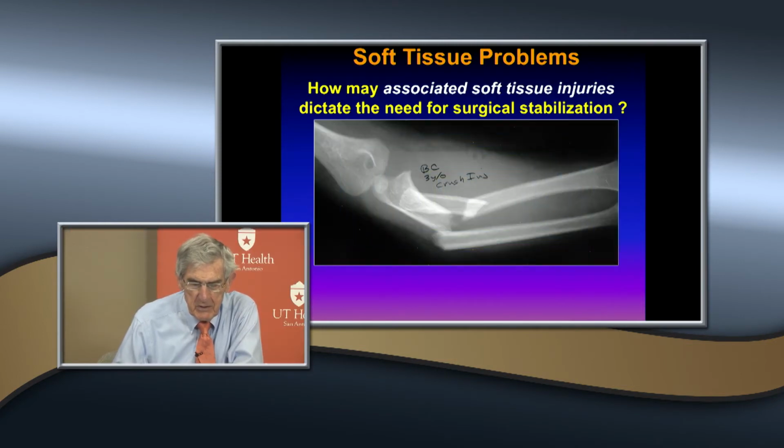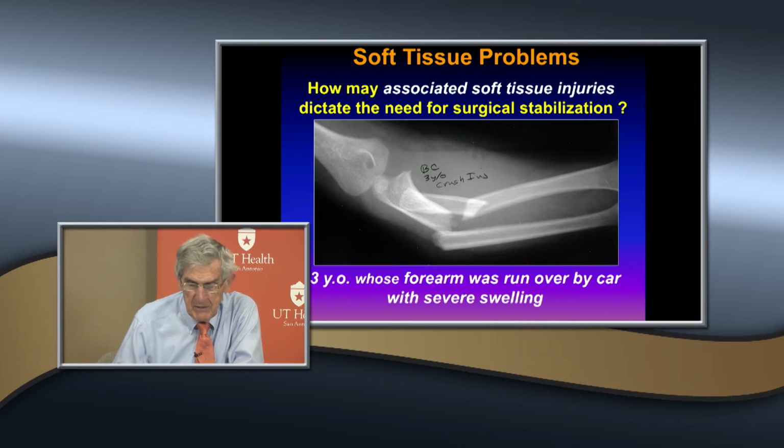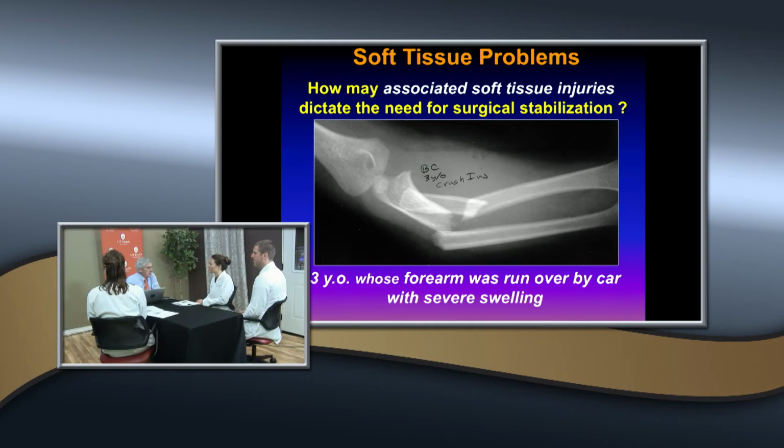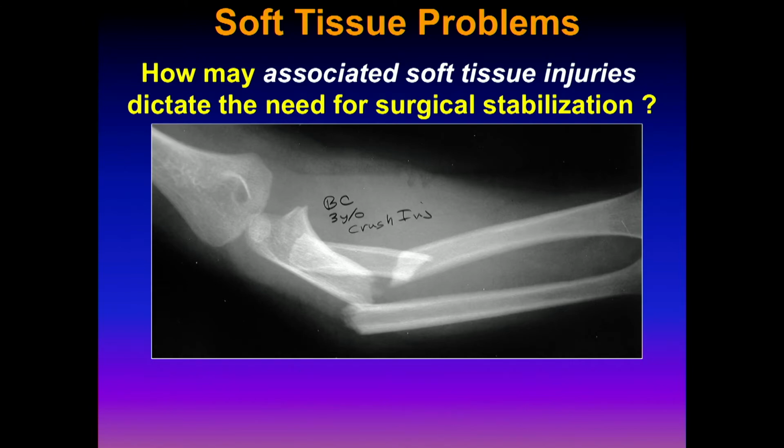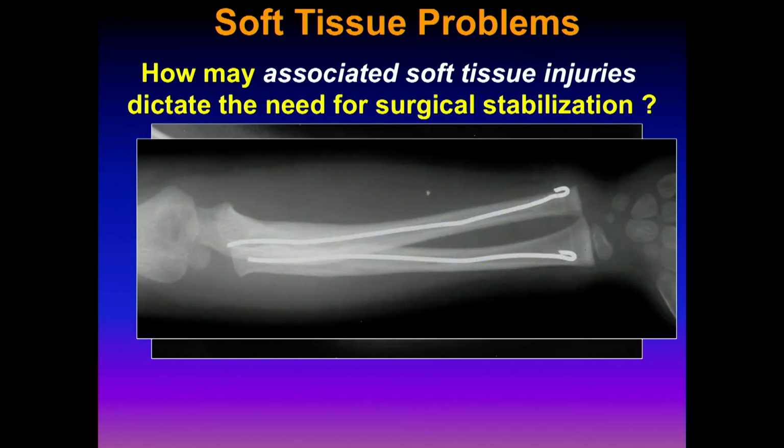So here's actually just a 3-year-old, and a forearm was run over by a car, and he was kind of a little bit overweight, and so he had a lot of swelling, soft tissue swelling. Can you manage this in a cast? No. Probably not. You have a little bit of a problem here because it's such a short arm, and he's got a lot of soft tissue swelling, and so he was managed with intramedullary fixation.